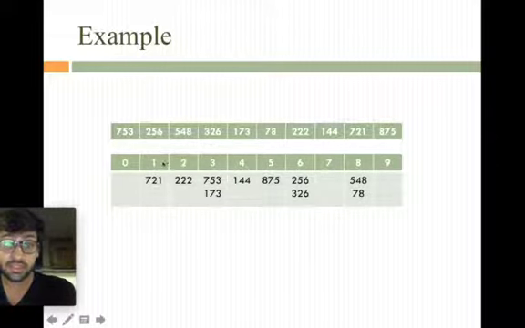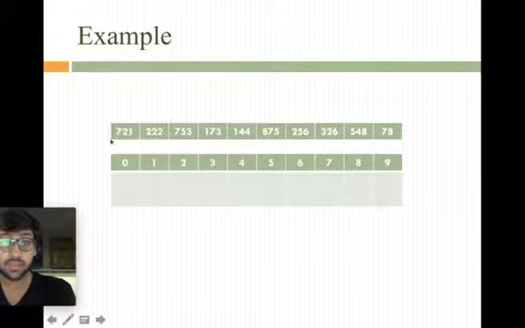So I start with 721, then I get 222, 753, and then 173, and then 144. The number 753 should come before 173, even though this order may not seem correct right now, but this property must be maintained over all the passes. So after this, the sequence that we get is 721, 222, 753, 173. Now if we ignore the left two digits and look at only the least significant digit, we'll find that this array is sorted according to that.